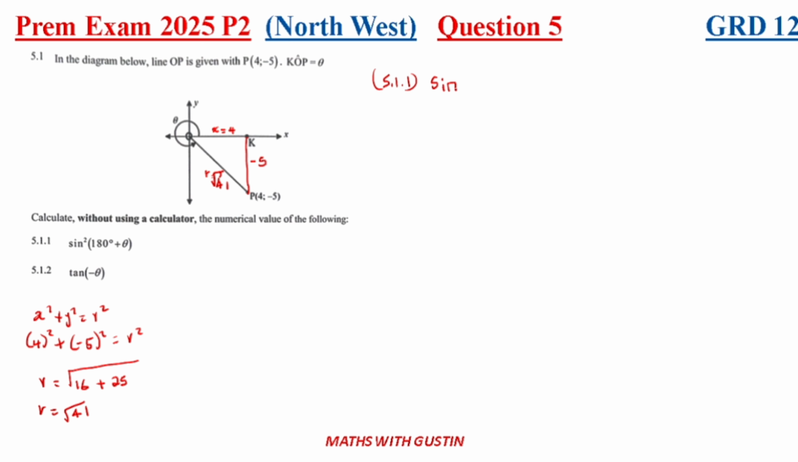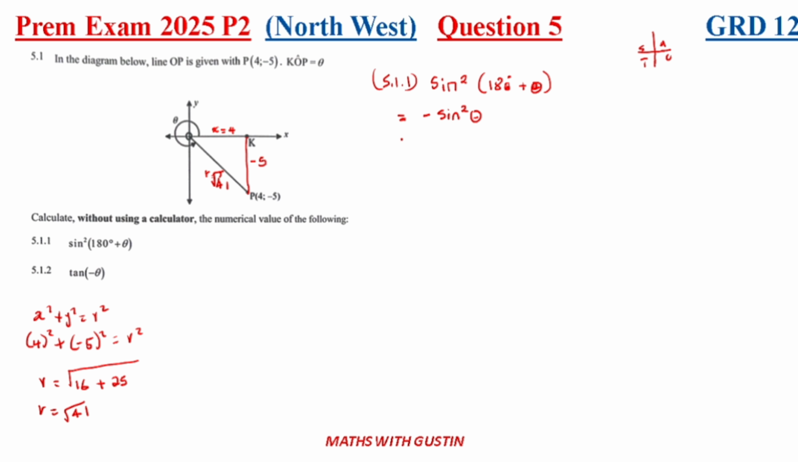5.1.1 says sine squared of (180 plus theta). I just want to make sure that you guys can see sine is squared in brackets, 180 plus theta. We know that on our Cartesian plane, 180 plus is in the third quadrant, and this is our CAST diagram. There you go. 180 plus is here in the third quadrant where tan is positive. So therefore this will give us negative sine squared theta. So sine is negative here.